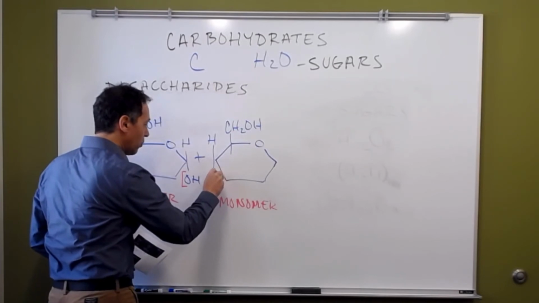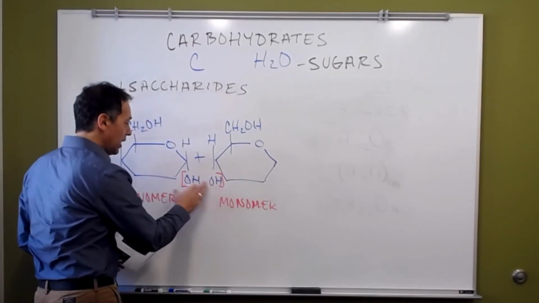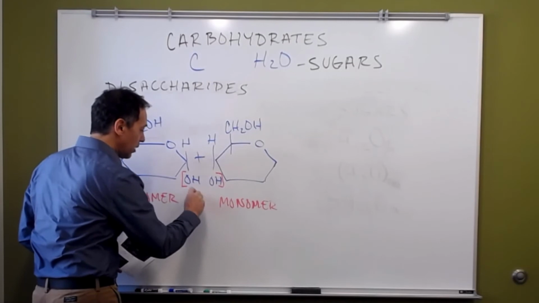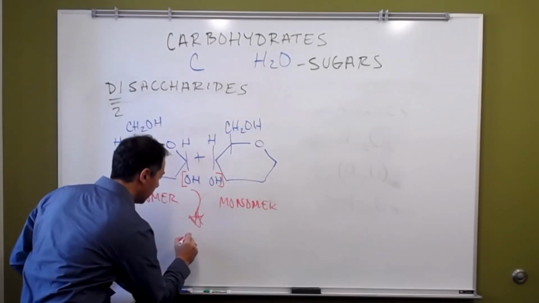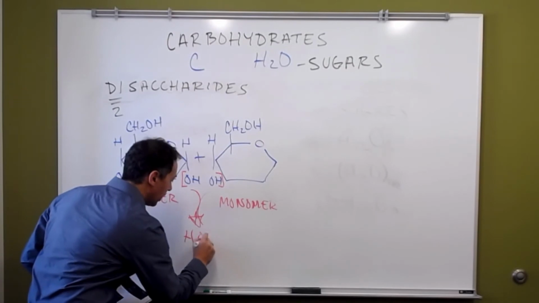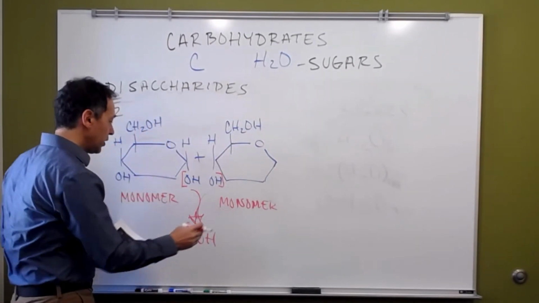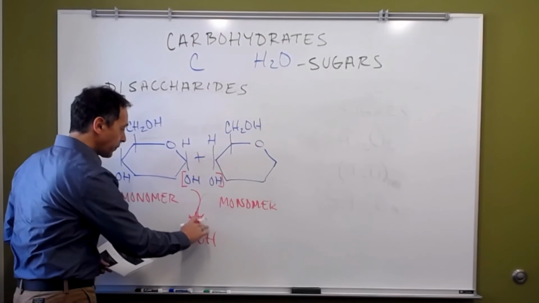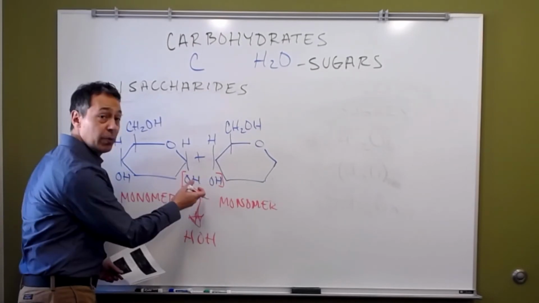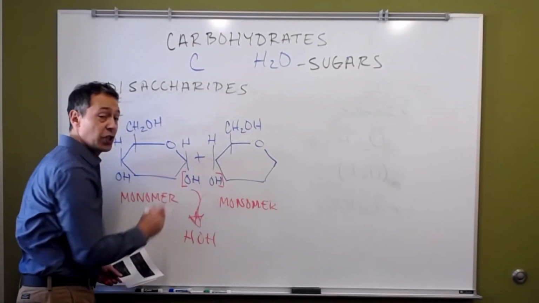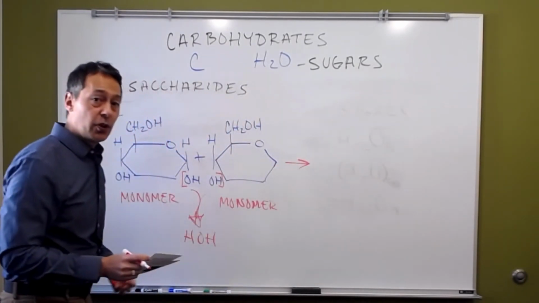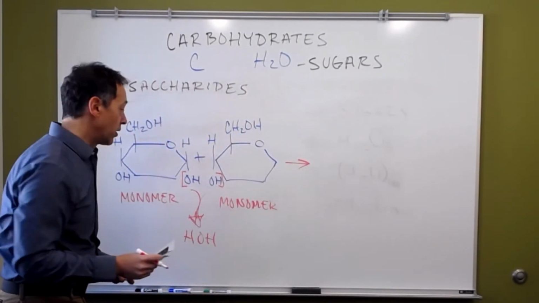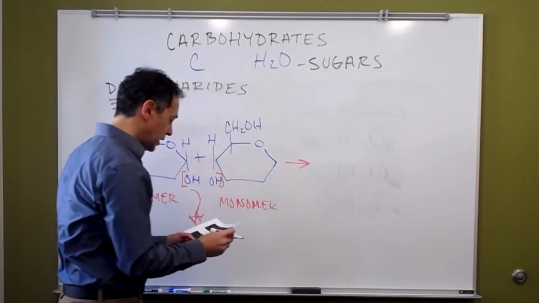off of one of these over here, like this, and then we take out water, HOH. So we would bring these two together by removing water, and then we'd be left with just an oxygen atom there. So what we're left with is our disaccharide, or our two monomers joining together.